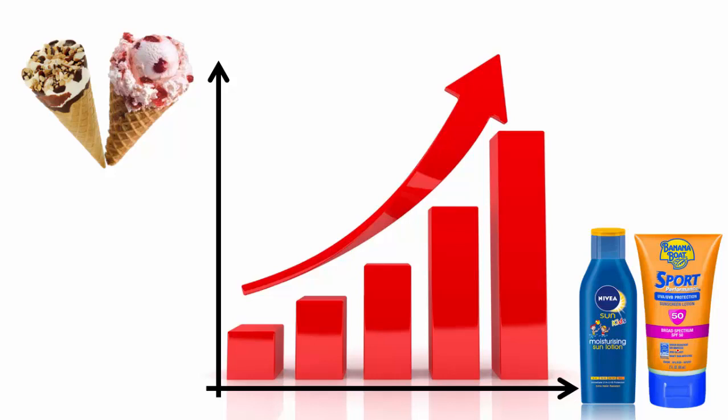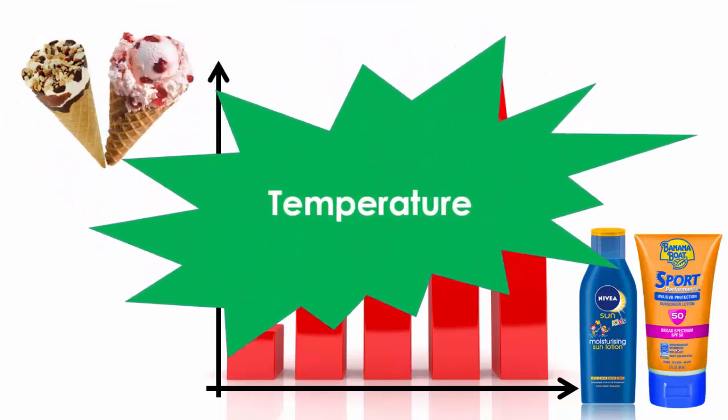In order to increase your sales, would it then be a fair statement to say that if I want to sell more sunblock lotion, I would then need to sell more ice cream? Let's take a few seconds to think a little bit deeper. Could it possibly be a third factor linking these two variables together? For example, temperature.